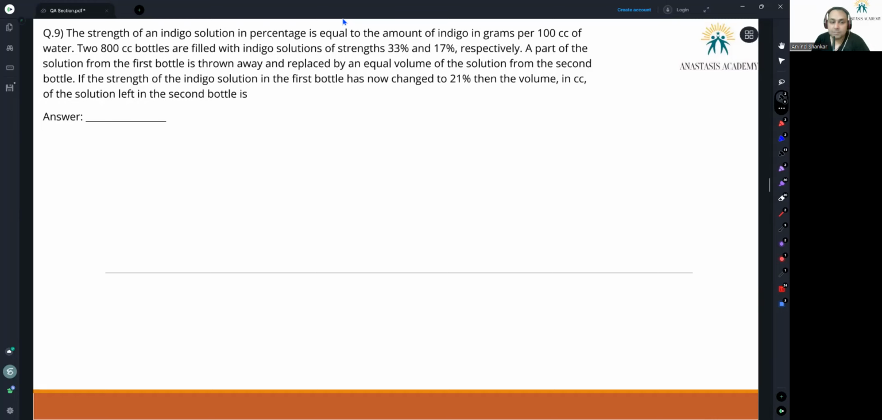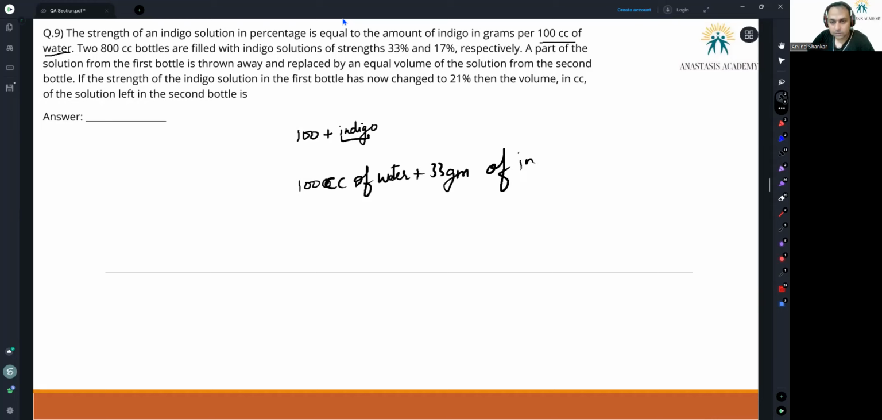This question is a perfect example of where it is very, very simple, yet people will unnecessarily make it difficult by reading into the question more than what is stated. Someone showed that talent. Strength of an indigo solution in percentage is equal to the amount of indigo in grams per 100 cc of water. So now 100 plus however much indigo came, I have to work according to that. So when we say 33%, what I mean is 100 cc of water plus 33 grams of indigo.